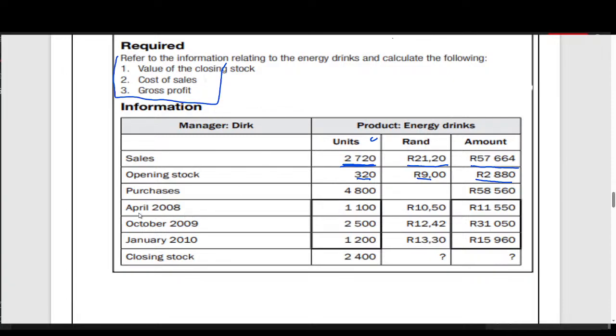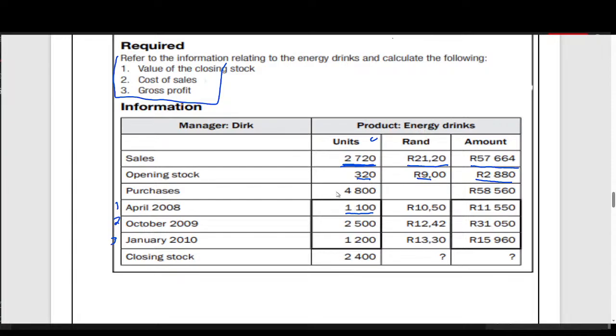Then we have made 3 purchases. We've bought stock in April, October, and January. In April, we bought 1,100 units. In October, we bought 2,500 units. In January, we bought 1,200 units. So this is at the unit price. This is the value of those units.